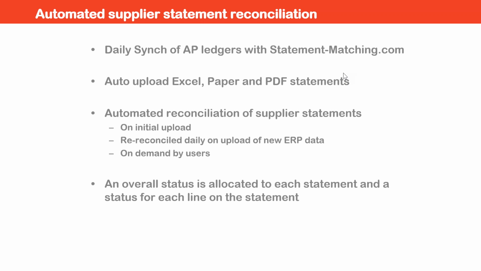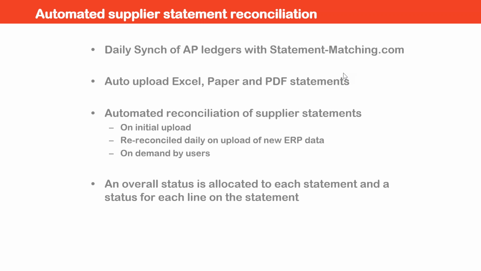And then every day, generally overnight, I get a new file from each of my customers, and that contains just the new and changed documents from the previous day. Nobody in finance sees any of this. It's all a background process, but it basically means I have the same data on statement matching as what the customer's AP ledger has. So that's my ERP data.